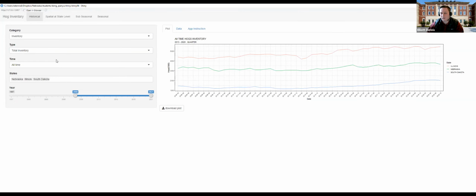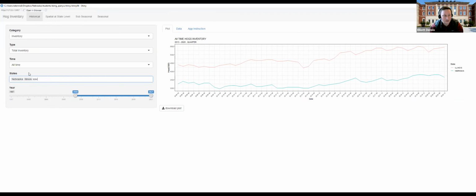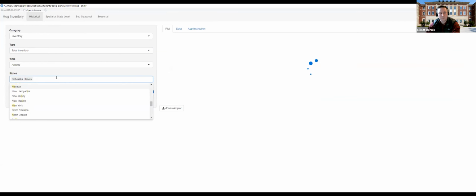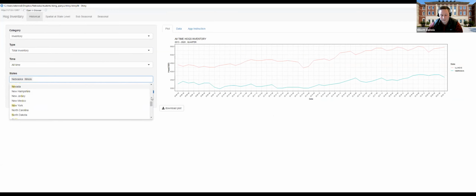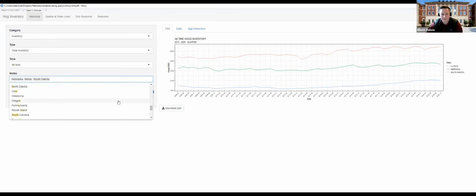So let's just look at total inventory. Here I'm visualizing three different states, but I can choose the states that I want. Let's say I wanted Illinois, South Dakota, and let's say I wanted Iowa instead. Well, I can include Iowa in there as well. So I can choose the states I want to visualize.